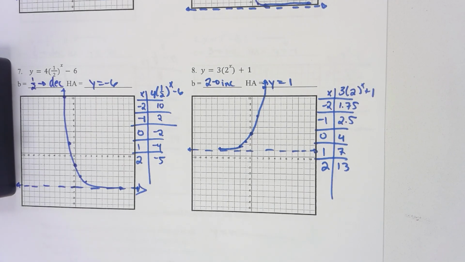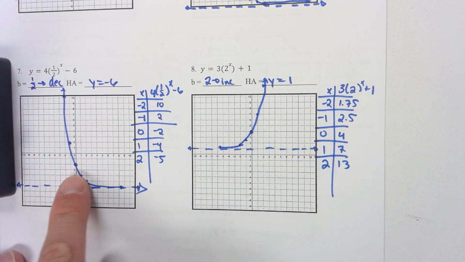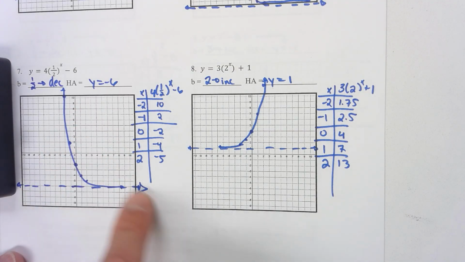Y values for number 7 are 10, 2, negative 2, negative 4, negative 5. Make sure when you connect your points that you're still showing that the graph gets horizontal at the asymptote, showing that tail of the graph. Again, it's never going to get below the x or below the horizontal asymptote. It just gets really, really close to it. Okay?